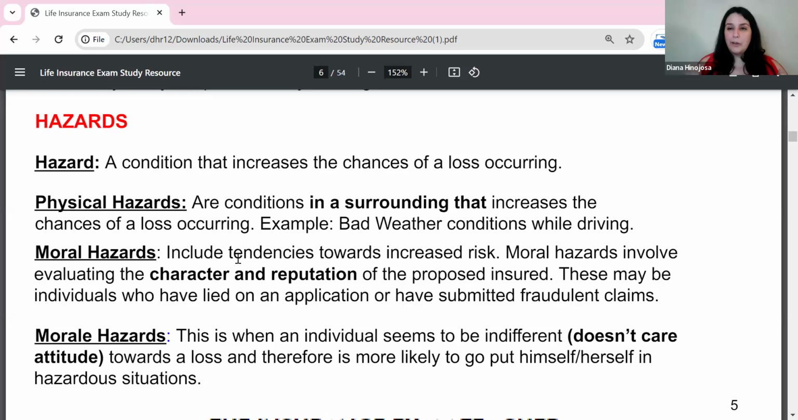Hazards, we're trying to figure out, is this risk, this potential customer, this applicant, a good applicant for us? Are they willing to lie on the claims? Is that in their background? Do they have any situations that seem kind of shady in their background? If they do, they're a moral hazard. They've been willing to do this shady action or that shady action. What else are they willing to do?